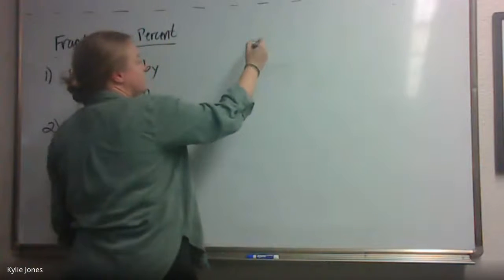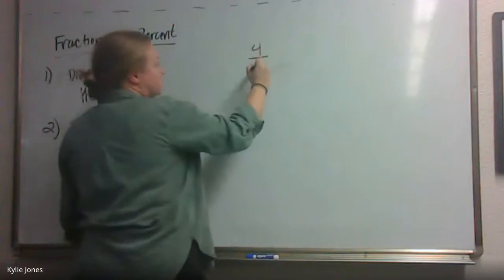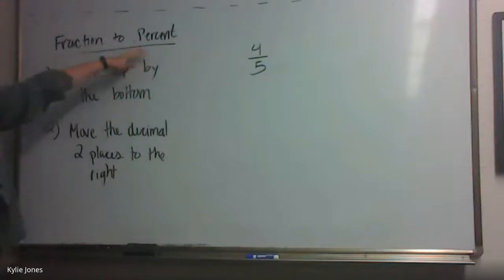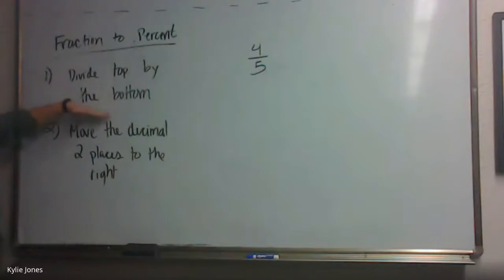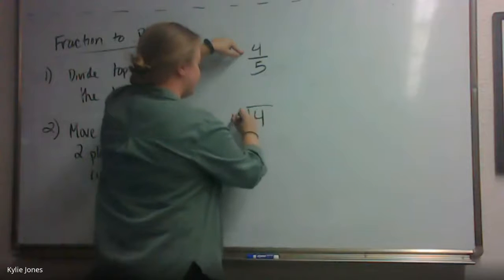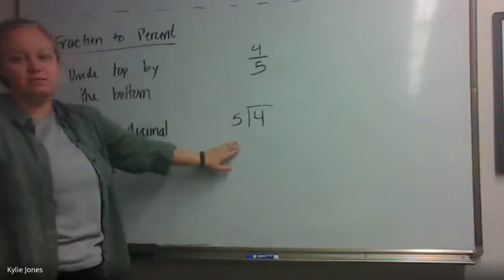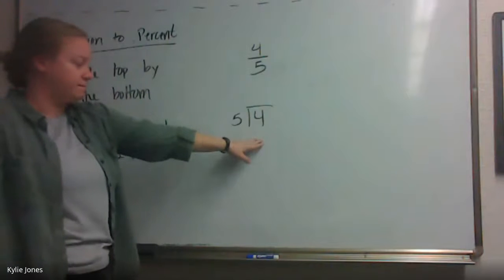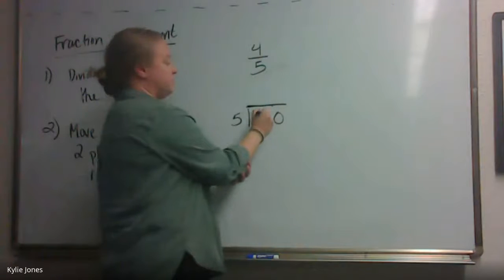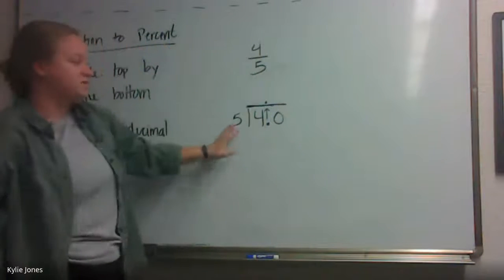Let's do 4/5. That's a good one. Here's our fraction, 4/5. We need to change it to a percent. First step, we need to divide the numerator by the denominator. So we need to take 4 and divide it by 5. But like we just talked about, does 5 go into 4? No. Nope. But it can go into 40. Okay, so we need to add our decimal and our 0 to make it 40. But don't forget to move your decimal straight up. How many times does 5 go into 40?